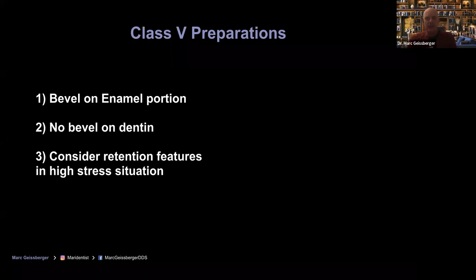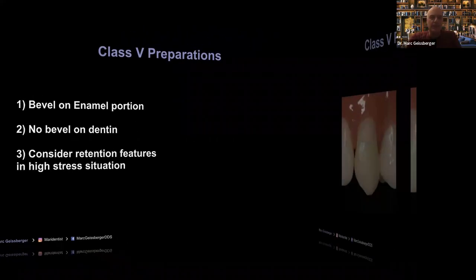The reason we bevel enamel is to help us with the blend of the color and increase the surface area to be bonded to. But because we're usually in an abrupt joint on the dentin, we really don't need to bevel the dentin. And rarely do I consider retention features unless it's an extremely high stress area where the patient has excessive occlusal forces or parafunctional habits. But generally speaking, I avoid that.